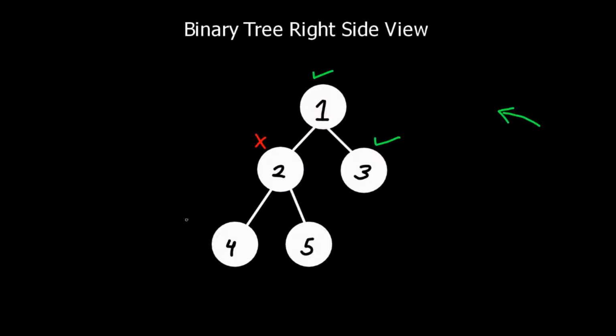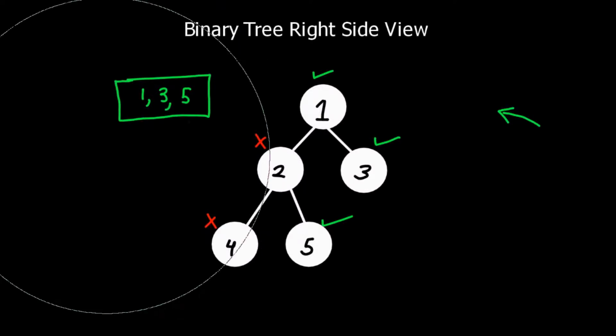And now let us move on to the next node, which is node 4, and this node won't be visible. Again, let us move to the right, that is, to the next node, and this node is 5. Now, will this node be visible? The answer is true, because there is no node on the right which can obstruct its view, and therefore this node will be visible. So from top to bottom, the nodes which are visible are 1, then 3, and then 5. So this vector or this array is our answer.